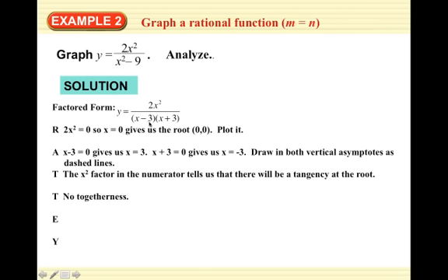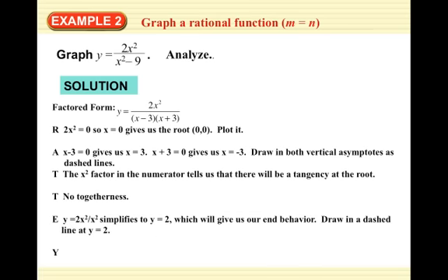Now, we don't have a squared factor. Yes, we started off with the squared term, but x squared minus 9, that's not factored form, so we don't want to look at that right now, okay? If we look here, we've got x minus 3 times x plus 3. Neither one of those are squared, so there's no tangency at the asymptotes.